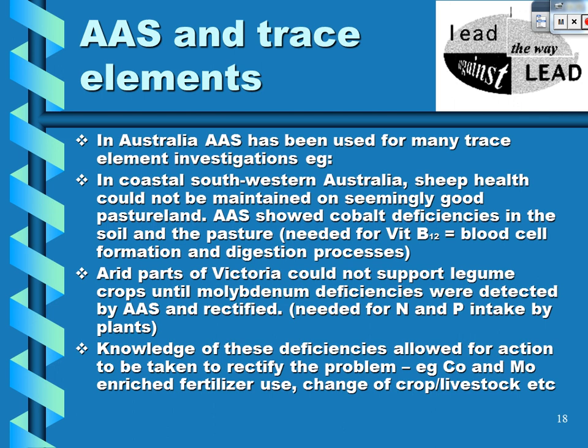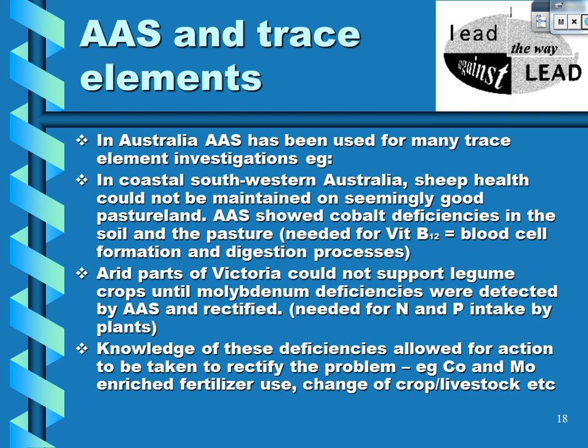A similar problem was in arid parts of Victoria, which couldn't support legume crops, and legume crops are things like peas, and they put nitrogen in the soil, so they're very important plants to grow, but they couldn't grow properly in this part of Victoria. They did AAS analysis of the soil, and they eventually found that there was molybdenum deficiencies in the soil, and molybdenum is used by these legume crops to actually take nitrogen phosphate out of the soil and into the plants, and therefore, by knowing what the problem was, they were able to do something about it.